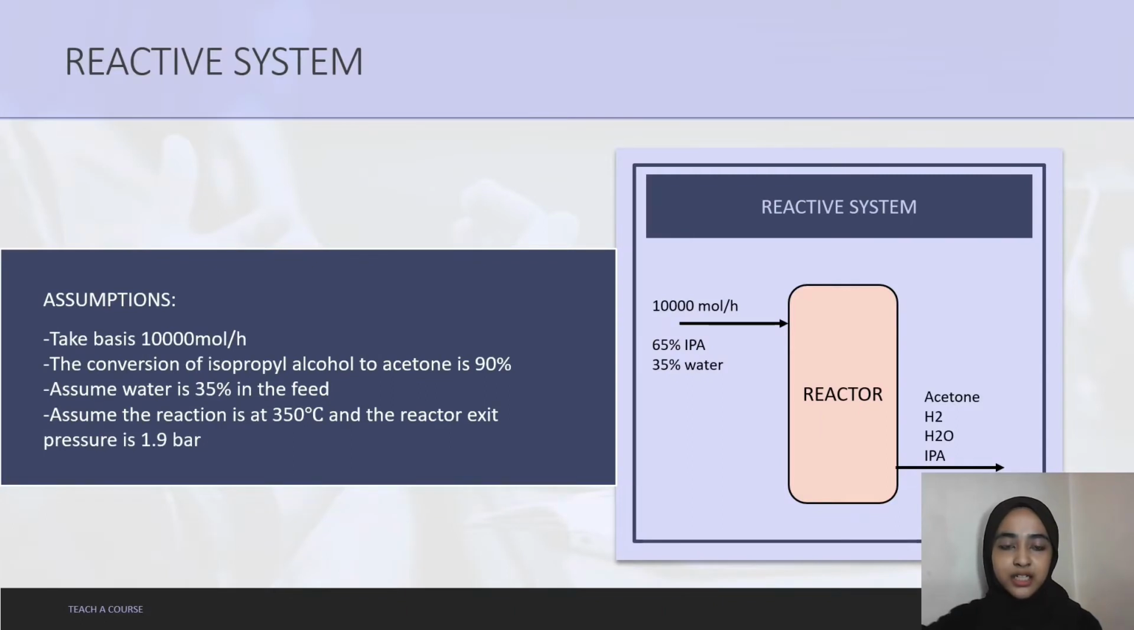So next, we move to the reactive system. Our assumption is we take a basis of 10,000 mole per hour. The conversion of isopropyl alcohol to acetone is 90%. We assume water is 35% in the feed, and we assume the reaction is at 350 degrees Celsius and the reactor exit pressure is 1.9 bar.